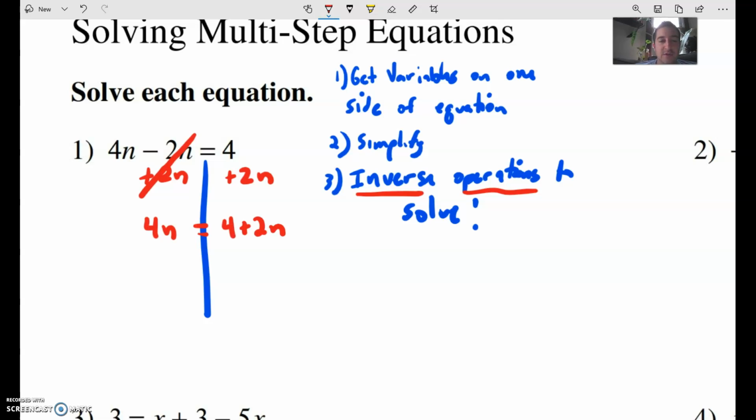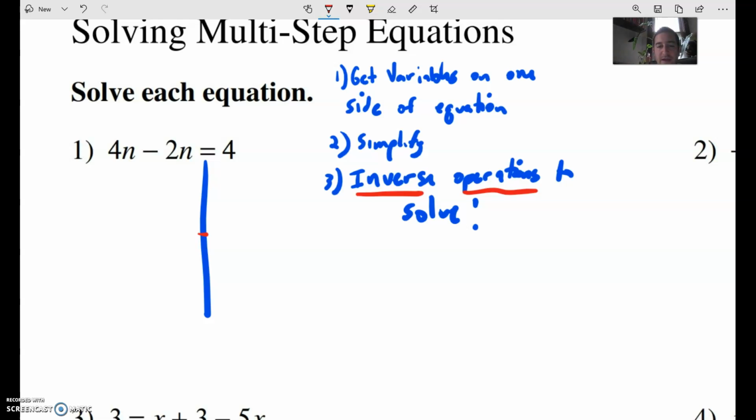I literally took my original problem and I took this negative 2n that's on the left side of the equal sign, I moved it to the right where it became a positive. I would never do that because now I have an n term over here and an n term over here, which is kind of counterproductive. But you get the idea of what an inverse operation is. Inverse operations undo one another.